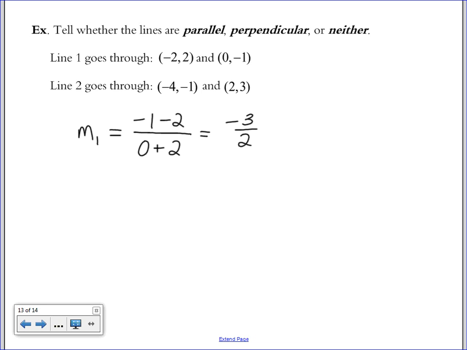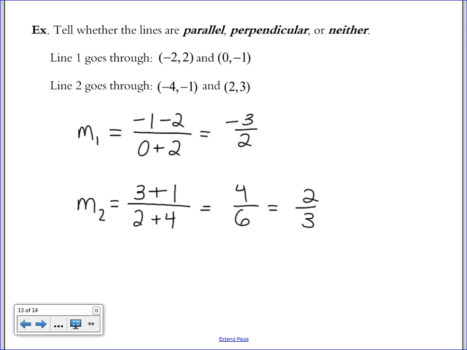Let's find M2, the slope of the second line. Second y value minus the first, and since it was minus the negative 1, I'm writing it as plus. Second x value minus the first. Again, it was minus a negative, so I'm writing it as plus. 3 plus 1 is 4, and 2 plus 4 is 6, and this simplifies to 2/3.